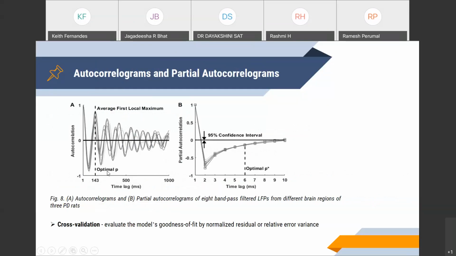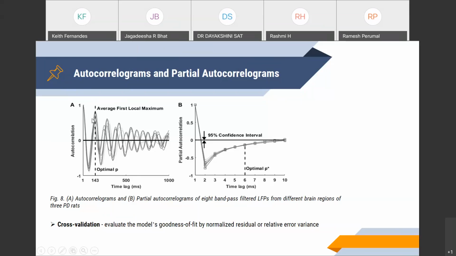Before computing autocorrelation, the LFPs are bandpass filtered in the frequency range 5 to 13 Hz, because we know very well that the spectral features of high voltage spindles are observed in the 5 to 13 Hz range. That is why we use the bandpass filter in the offline learning algorithm. The filtered signal is then used to compute the autocorrelation over the LFPs. This plot shows the autocorrelograms of 8 sets of LFPs from different brain regions of 3 Parkinson rats.